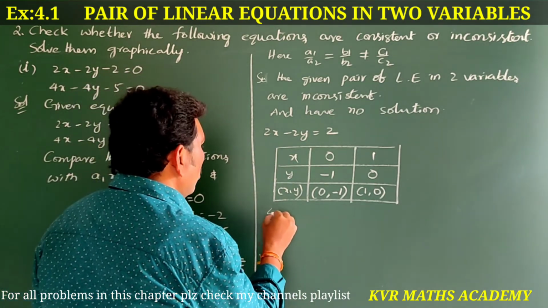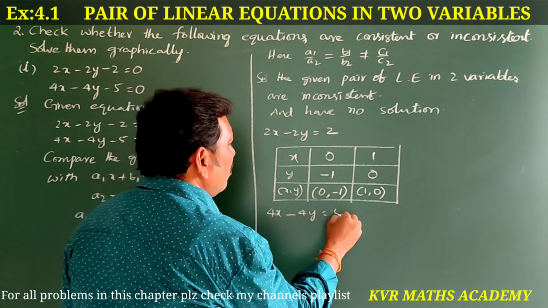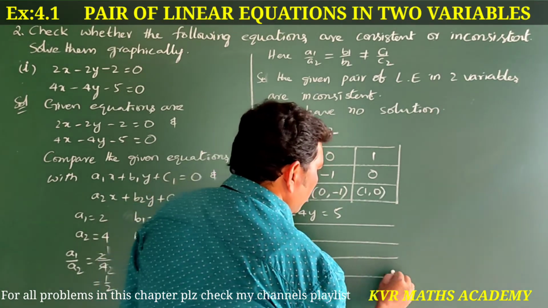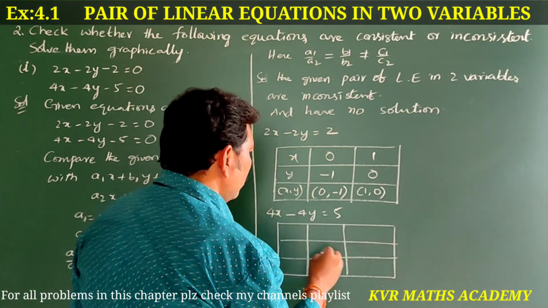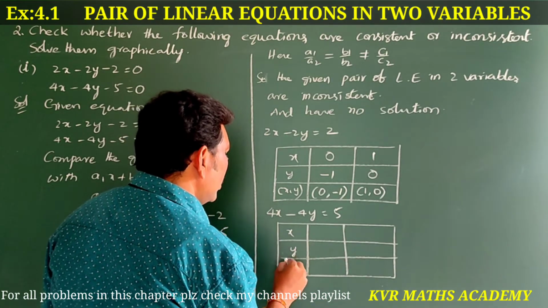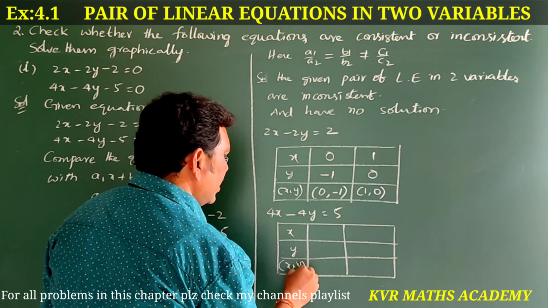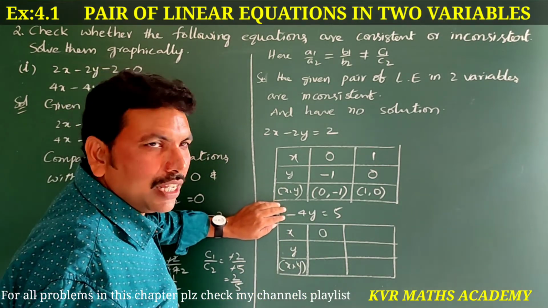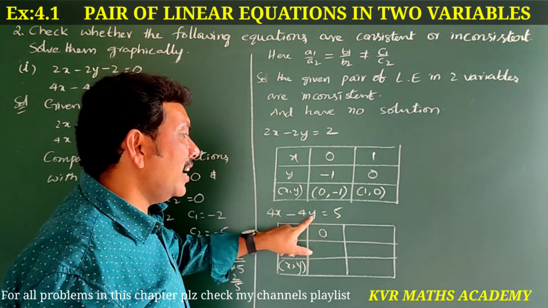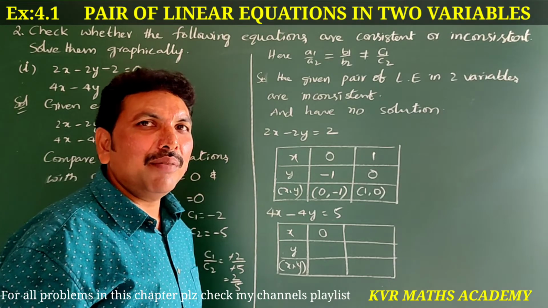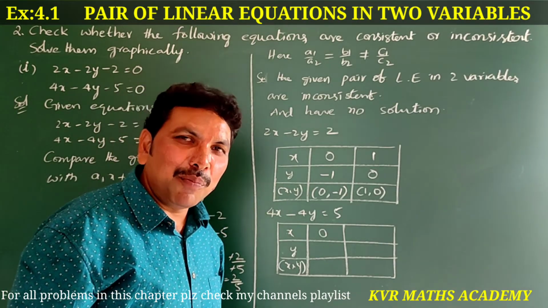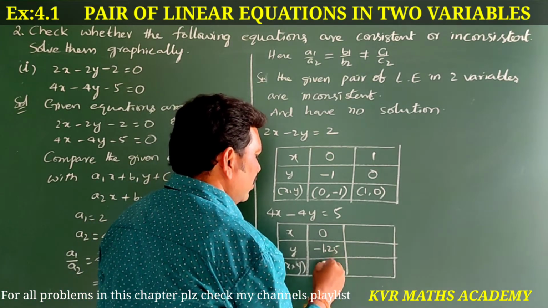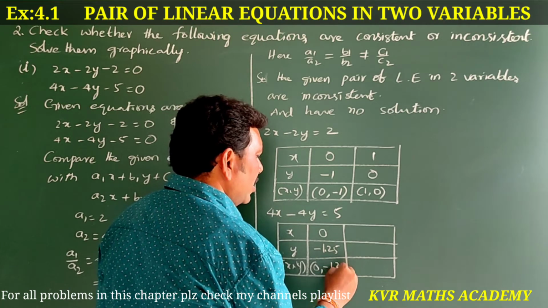What is that? 4x minus 4y is equal to 5. Here also take 2 points. Those are 2 values, x is equal to 0 and y is equal to 0. X comma y. Right? So in the place of x, if you substitute 0, this whole term will become 0. Minus 4y is equal to 5, y is equal to minus 5 by 4. Minus 5 by 4 means 1.25, right? Exactly. So that will be minus 1.25. So 0 comma minus 1.25.